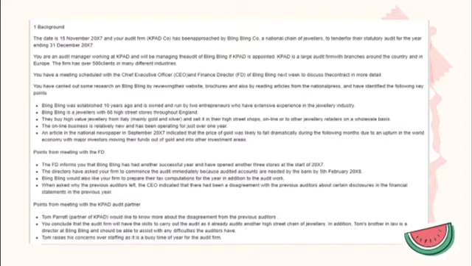You conclude that the audit firm will have the skill to carry out the audit as it is already auditing another high street chain of jewelers. In addition, Tom's brother-in-law is a director at Bling and should be able to assist with any difficulties the auditors have. Tom raises his concern over staffing as it is a busy time of year for the audit firm. So that is the background of the company Bling.